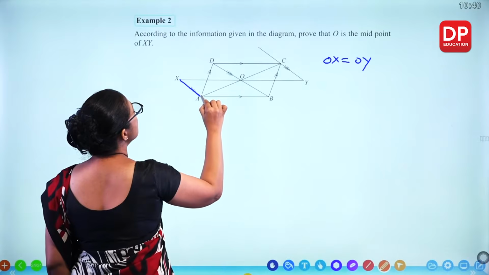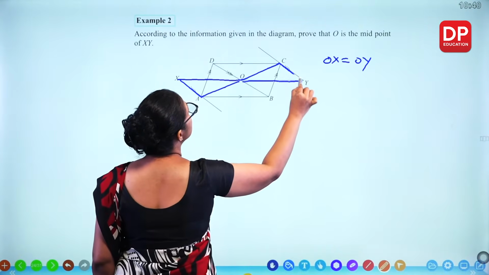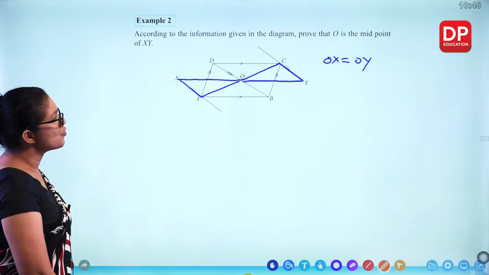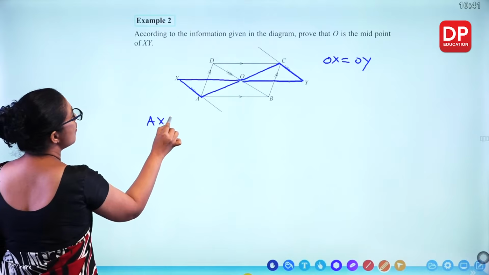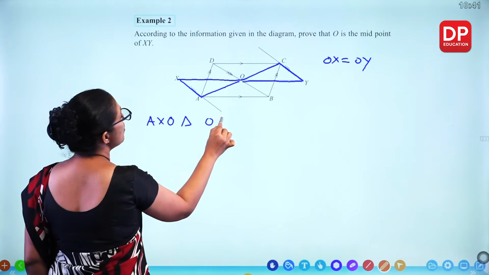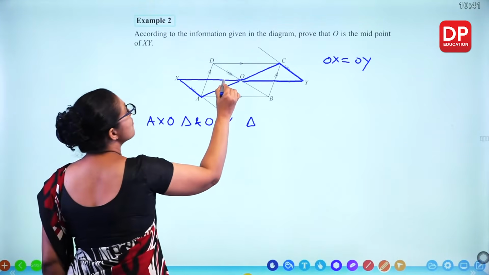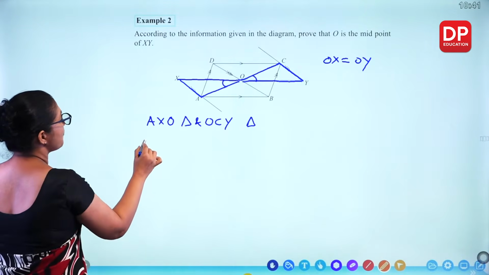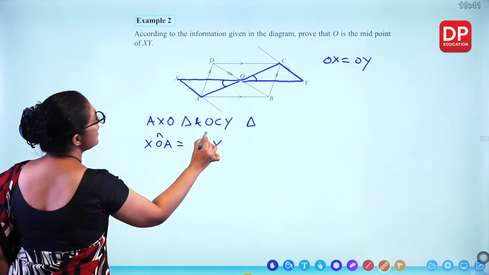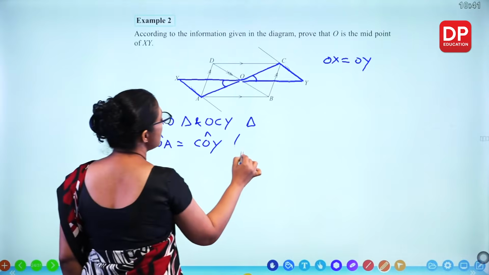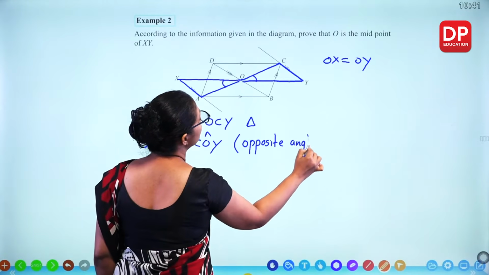So we'll try to take these two triangles. If you take this triangle and this triangle, what can you say about those two? We'll take AXO triangle and OCY triangle. This angle is equal to this one. XOA angle is equal to COY angle. What are those? Opposite angles. Opposite angles are equal.